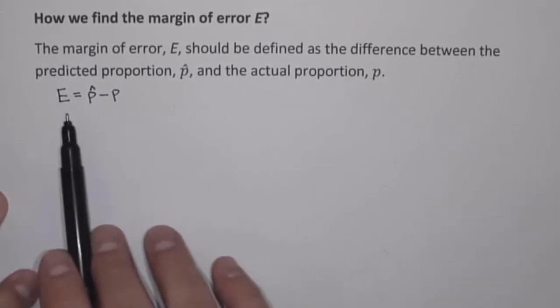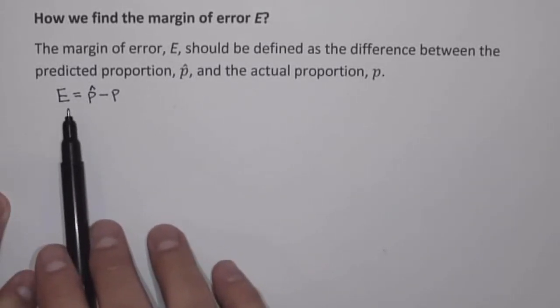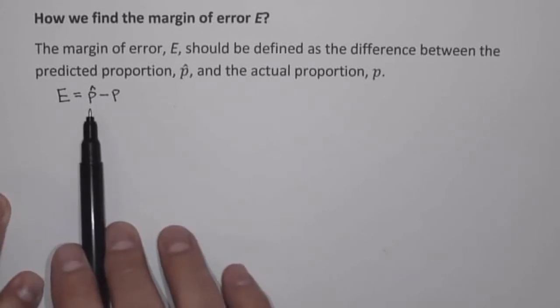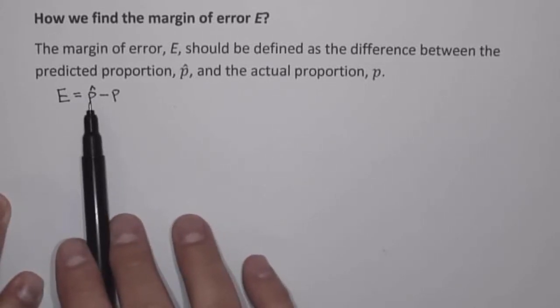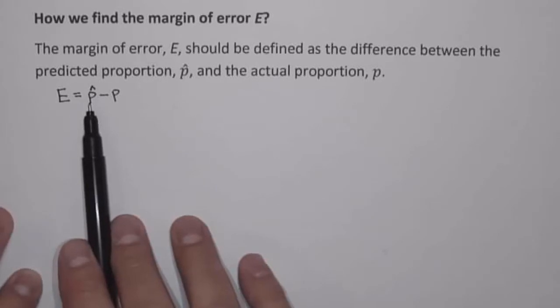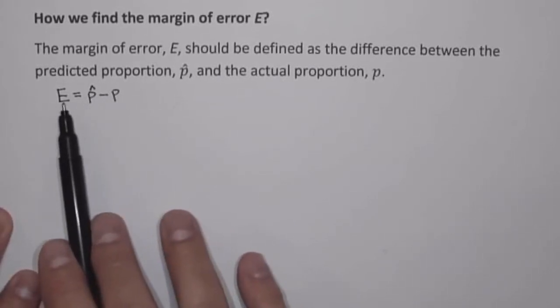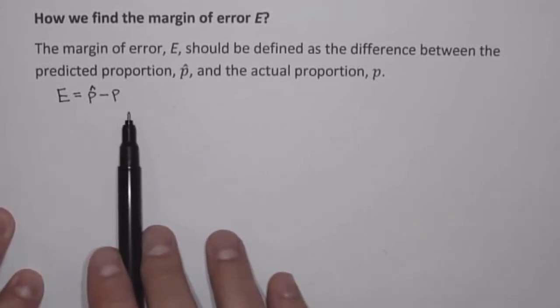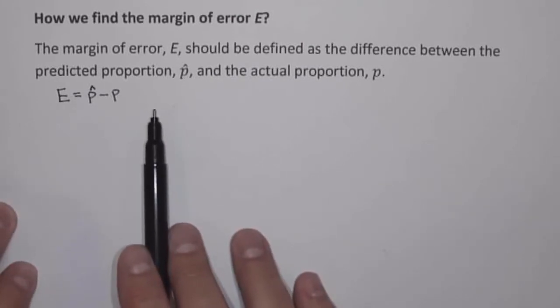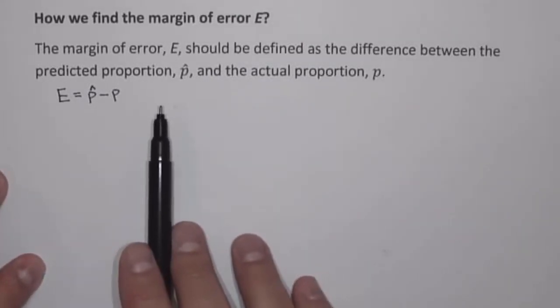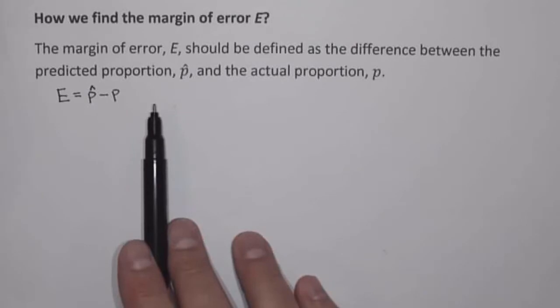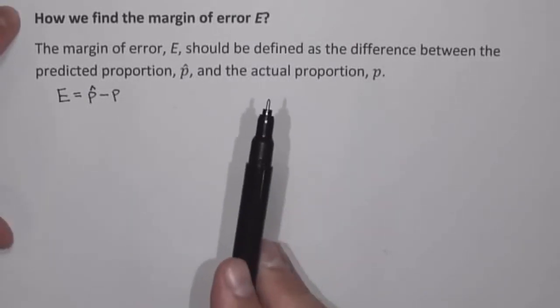The only trouble is we're not going to know what the true parameter is. If we knew the true parameter, then we wouldn't need to be estimating it with a point estimate. So we're not going to know this value, so we can't calculate the margin of error this way. We need to come up with some other way of doing that. So the way we're going to do that is by thinking about a normal distribution.